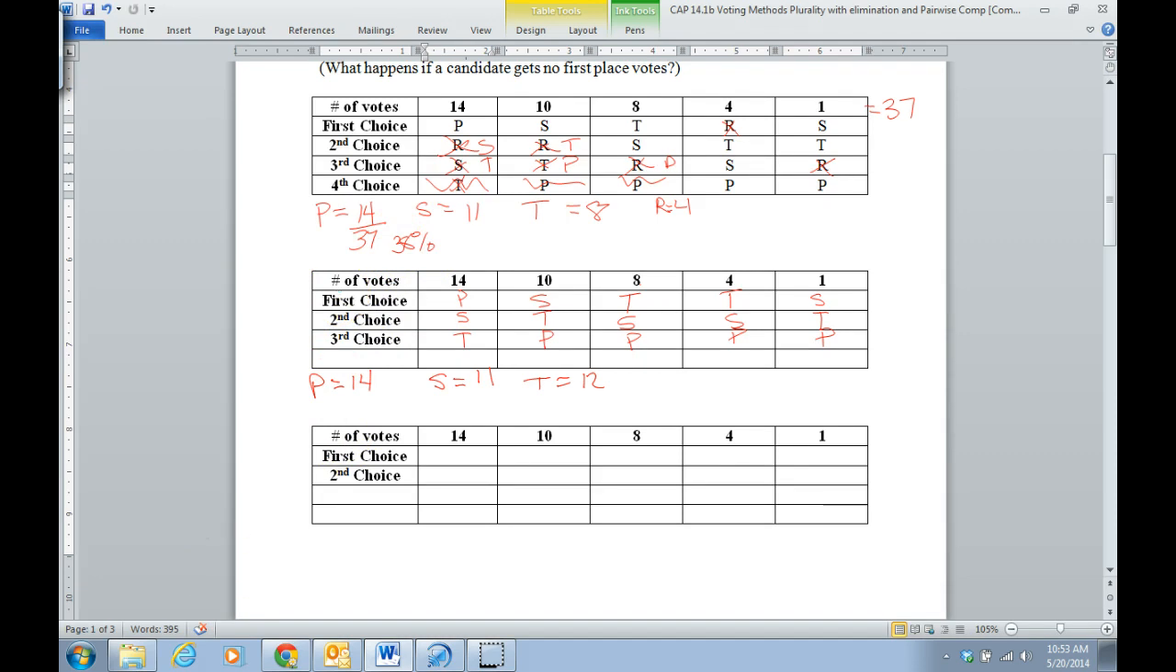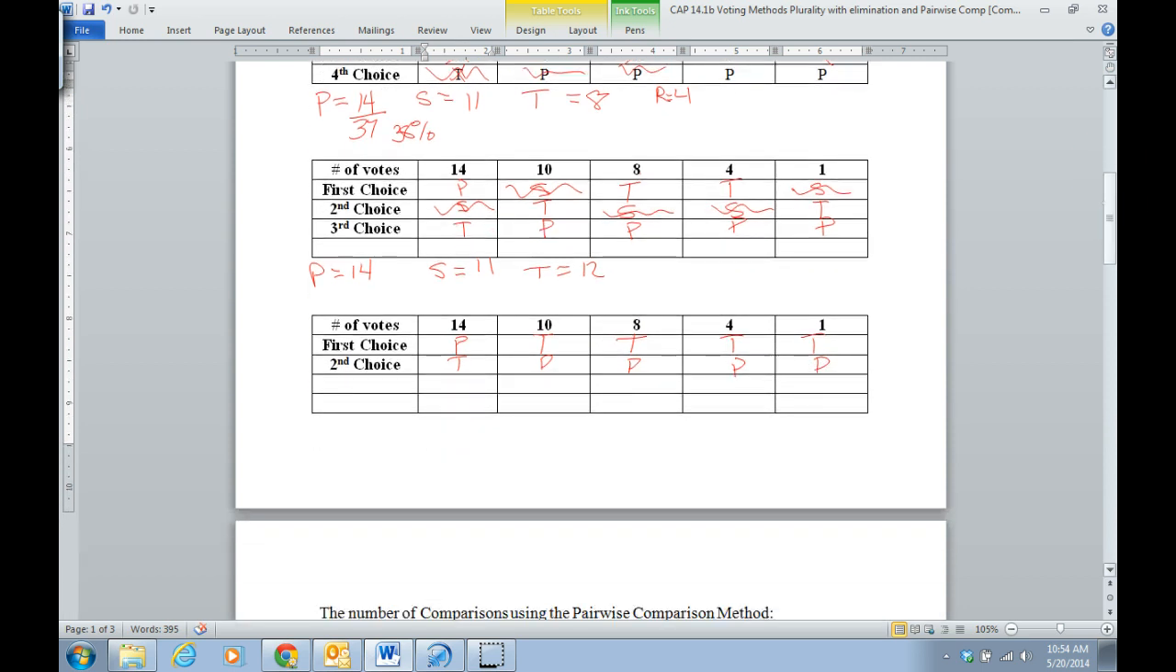So we got to do this again. Who are we eliminating this time? S. So S is getting eliminated. And we can rewrite our table again, moving everybody up. So now I have P, T, T, P, T, P, T, P, and then T, P again. Now let's check to see what our vote numbers are. P still stays at 14.